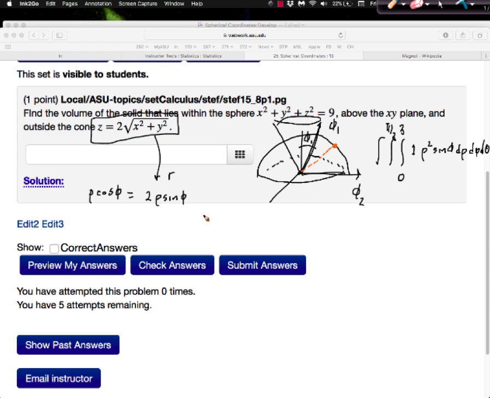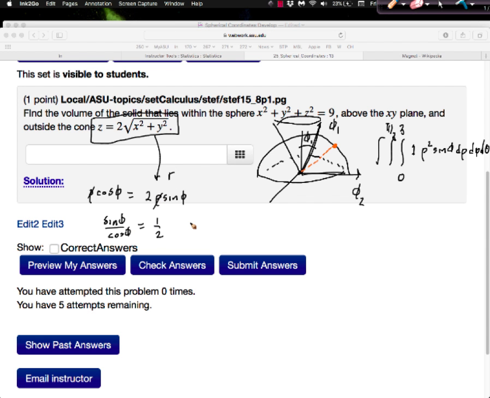Because x squared plus y squared is just r squared, and so we have rho sine phi. So then look what happens. The rhos go away, and we have what? Sine over cosine equals 1/2.